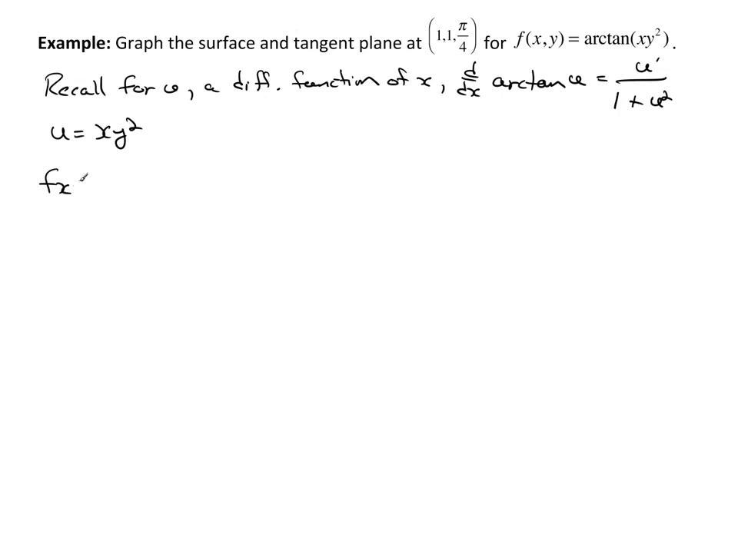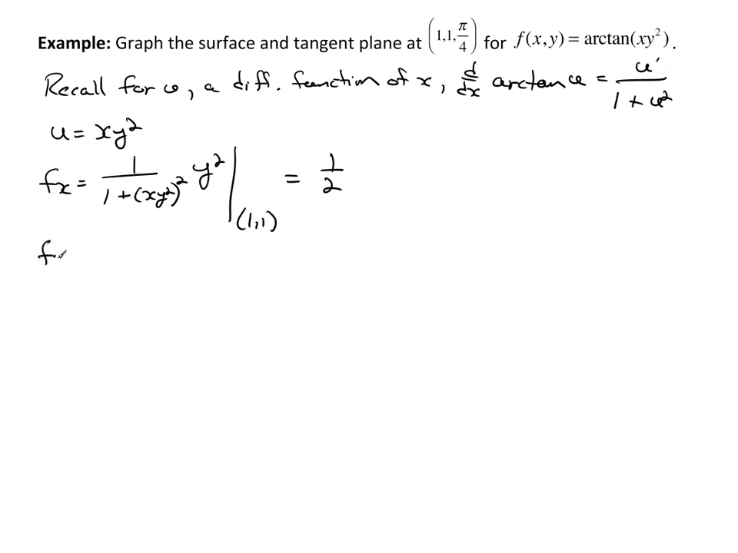So with that in mind, we can go after the partials. The partial with respect to x is going to be 1 over 1 plus u squared, where u is xy squared, times the derivative of u with respect to x, which is just y squared. One more thing I need to do there: I need to evaluate this at the point (1, 1). And when I do, I'll get a half.